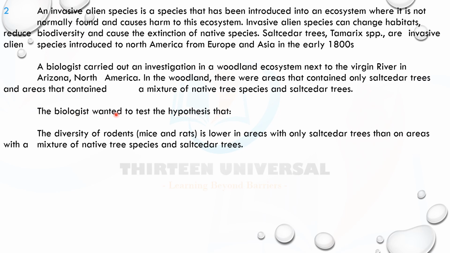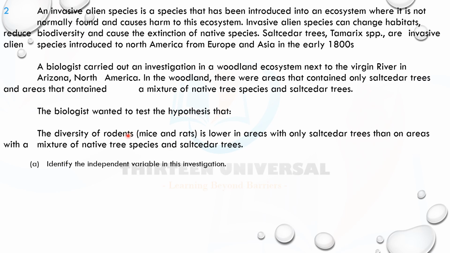The biologists wanted to test the hypothesis that the diversity of rodents, or mice or rats, is lower in areas with only salt cedar trees than areas with a mixture of native tree species and salt cedar trees. So that's what we want to test. Okay, so what is the independent variable here and what is dependent? Of course, that's the first thing they ask you. Identify your independent variable in this investigation. So the first question you ask yourself, which one is changing? Which one are we changing?